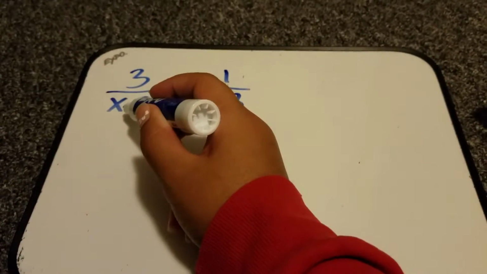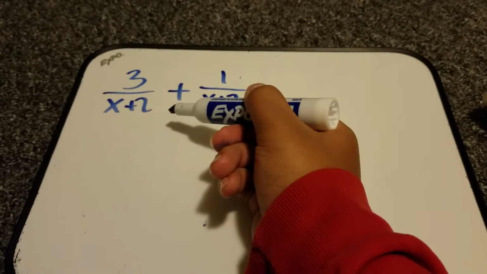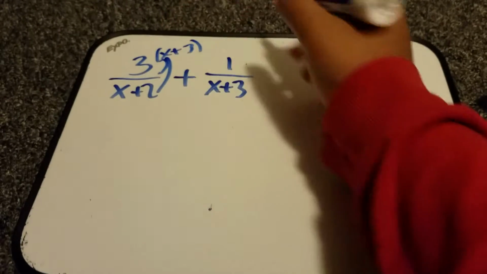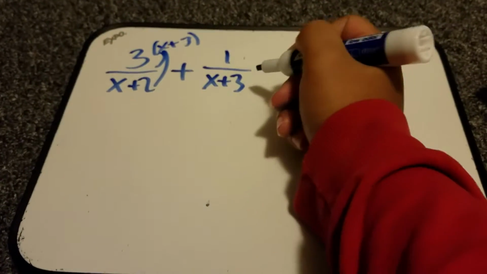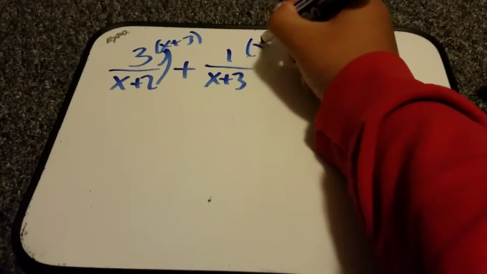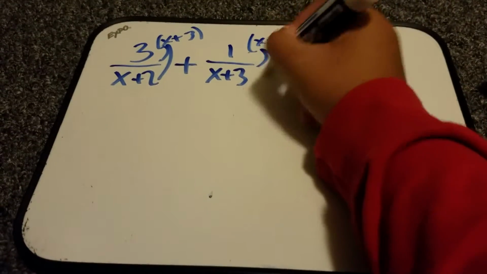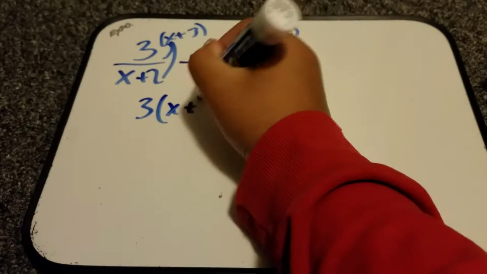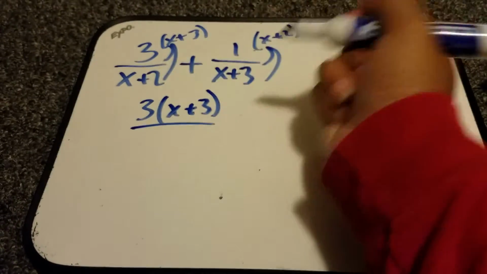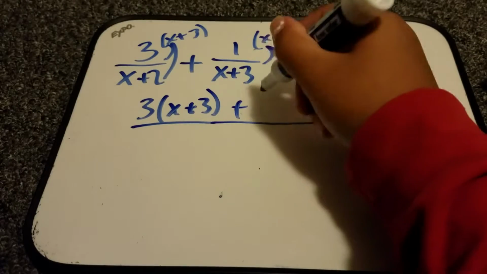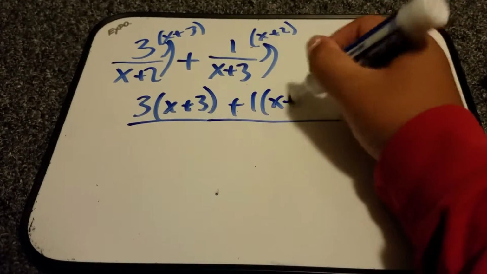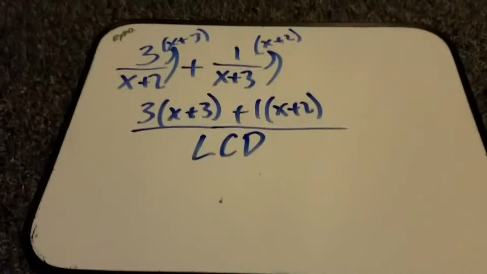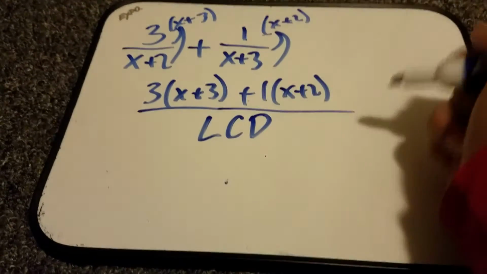Since this fraction does not have an x plus 3, we would have to multiply x plus 3 to each one. And then this one does not have an x plus 2, so we would multiply x plus 2 to each one. So that would be 3 times x plus 3 plus 1 times x plus 2. You can just put these common denominator instead of putting that whole thing.